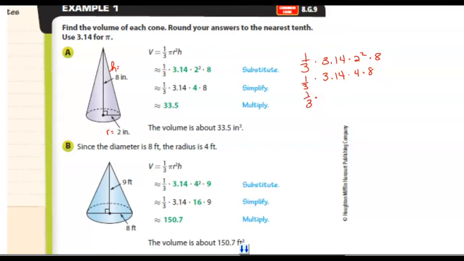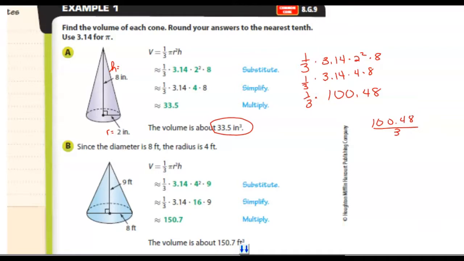And when I multiplied that, I got 100.48. And then I'm going to multiply it by 1/3. Remember, when you're multiplying by 1/3, that's the same as dividing by 3. So I'm going to take that and divide it by 3, and I'm going to get 33.49. And because it's 33.49, if I round to the nearest tenth, the 9 tells the 4 to go up. And so that's where we get our 33.5 cubic inches.